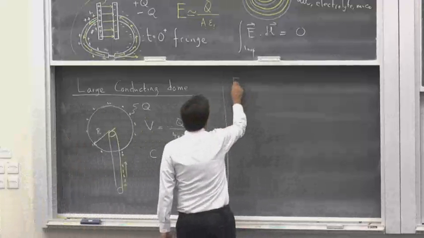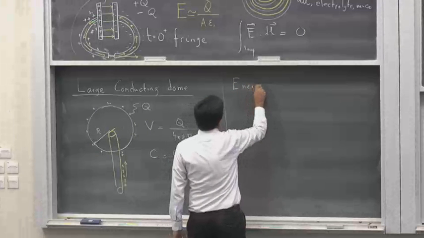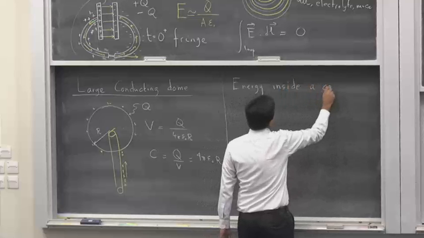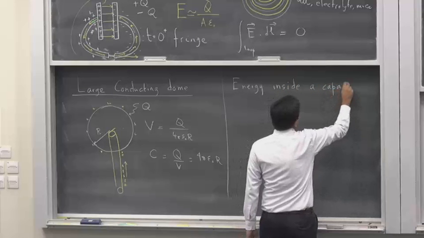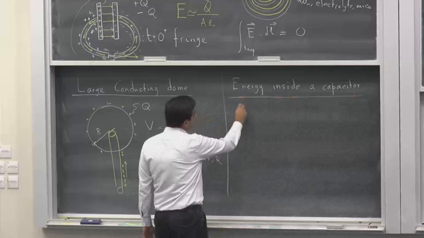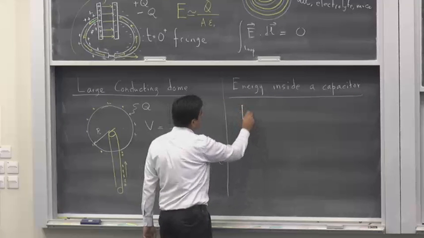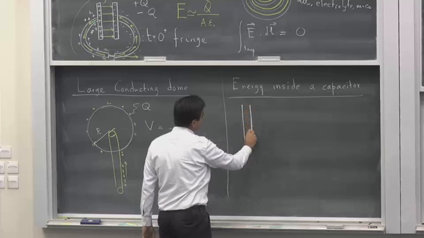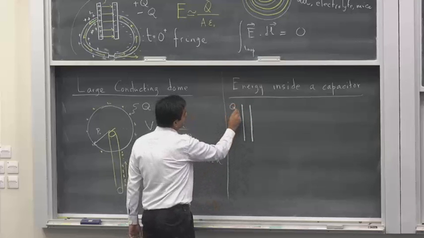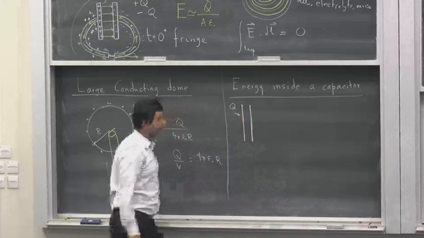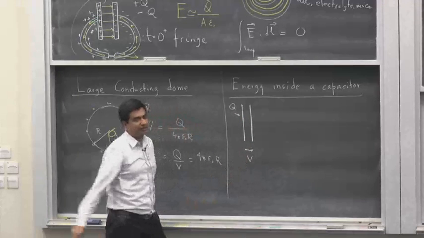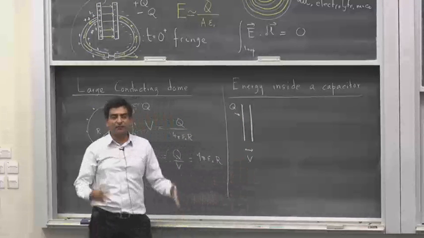The energy inside a capacitor. There are different derivations for the energy inside a capacitor. Suppose the capacitor has been charged to some charge Q, which means that the potential difference V exists across it. Now I'm replacing delta V by V just for convenience.